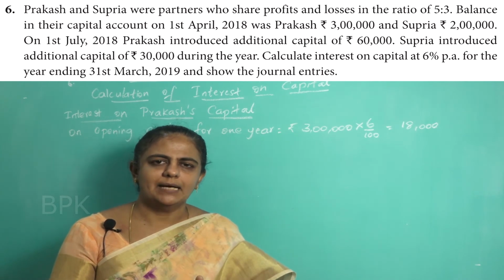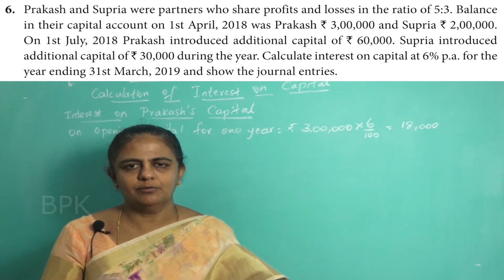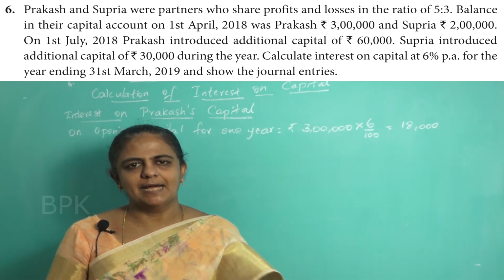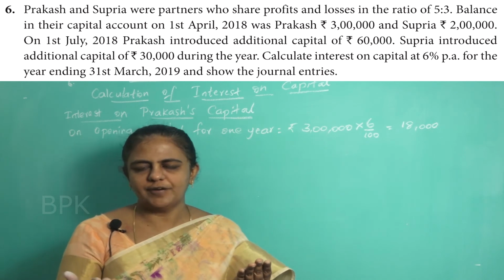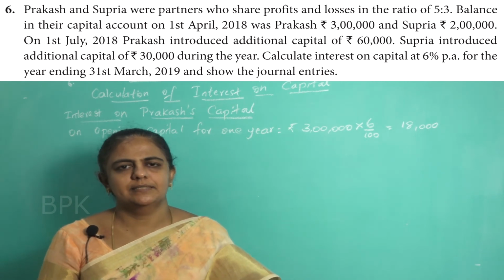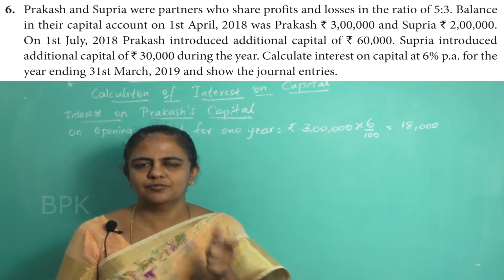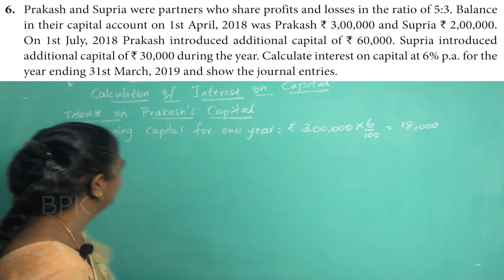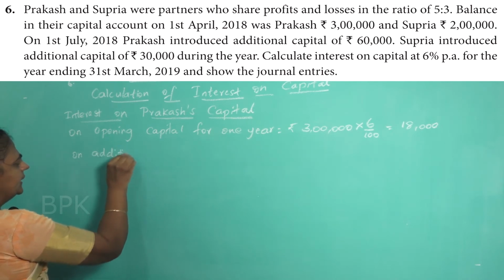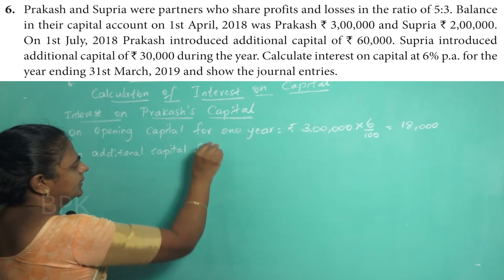Okay. Now this man Prakash is investing on 1st July. So you have to calculate from July. You take July, August, September, October, November, December, January, February, March. So from July 1st till March, how many months the money is there in the business? 9 months. So for this 9 months alone, you have to calculate the interest on the additional capital for 9 months.